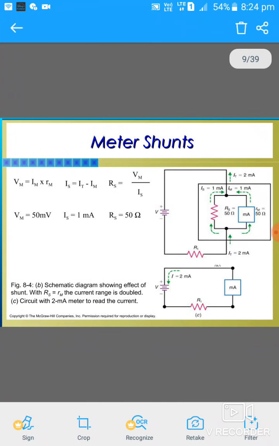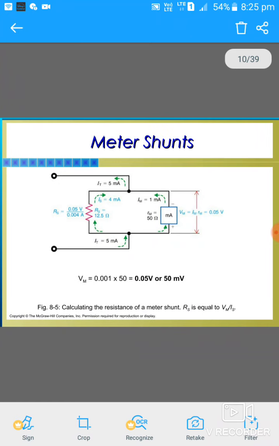So student, from this equation we can understand the schematic diagram showing the effect of shunts with RS and RM. The current range is doubled. With the help of this circuit, the shunt resistance is equal to the movement resistance. This is the shunt meter, right student? This is an example of a shunt meter.